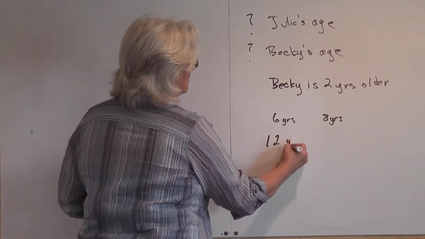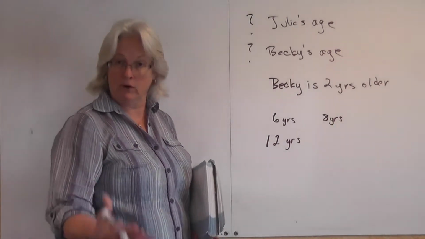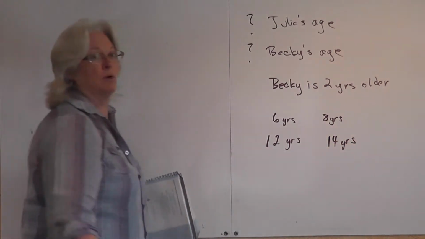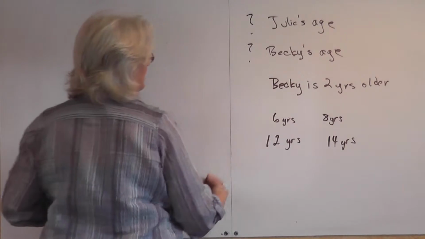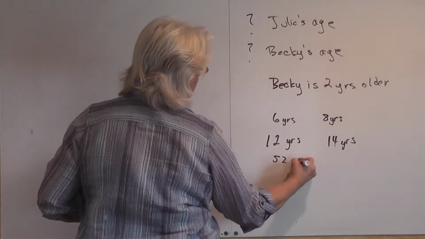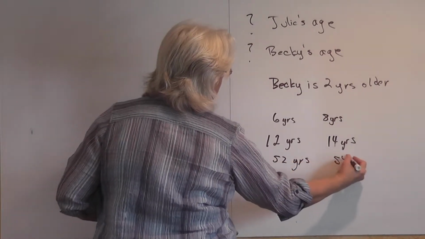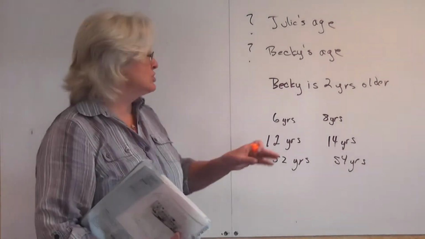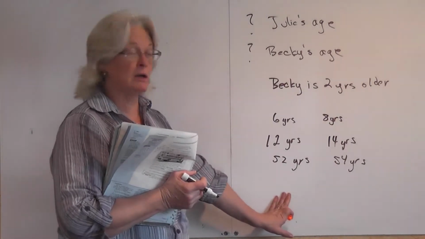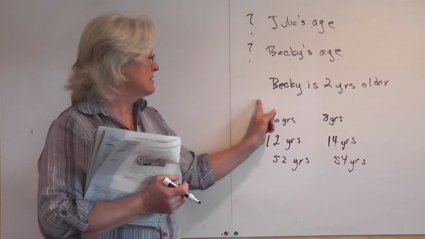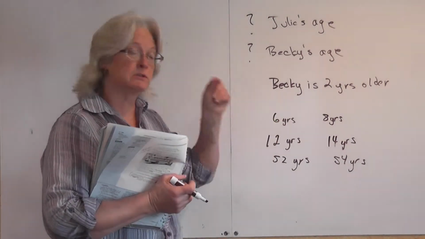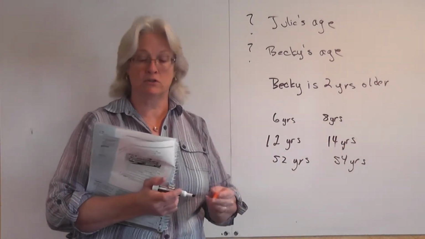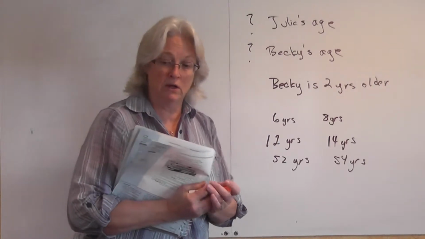Let's go down the road a bit. Now Julie is 12 years old. How old's Becky now? Becky is now 14. What about if they're getting close to my age and Julie is 52? How old is Becky? Well, yeah, Becky is 54 years old. And what relationship are you seeing here between Julie's age and Becky's age? No matter what Julie's age is, all you have to do to figure out Becky's age is to add 2 years to that. And that's all they're asking you to do.